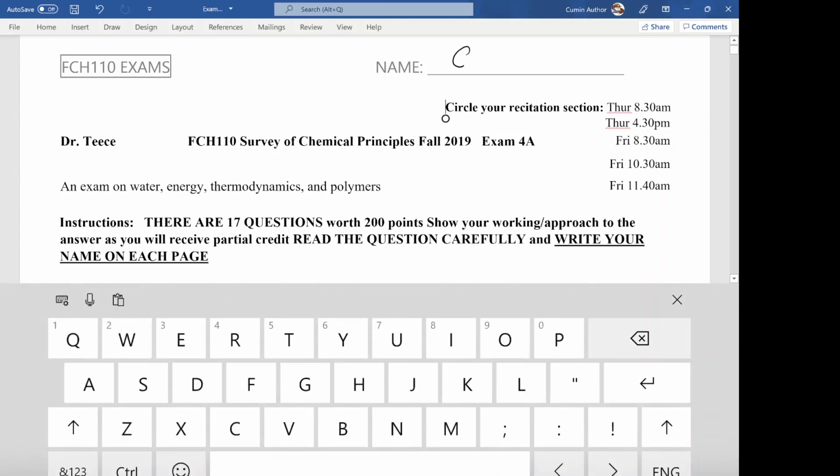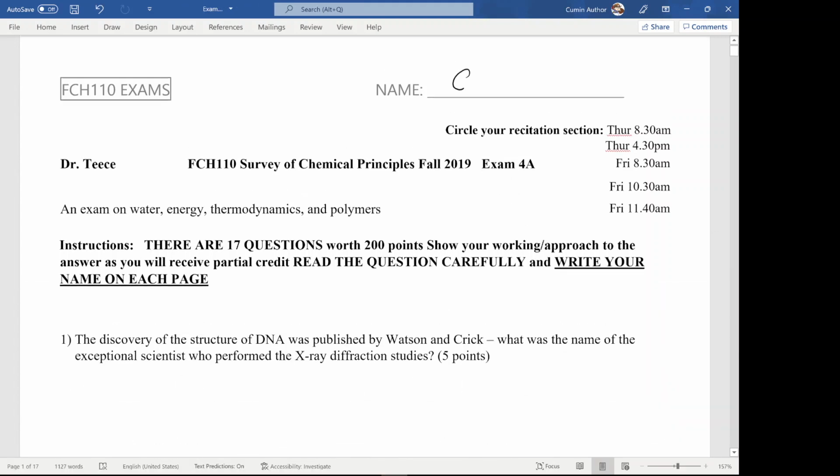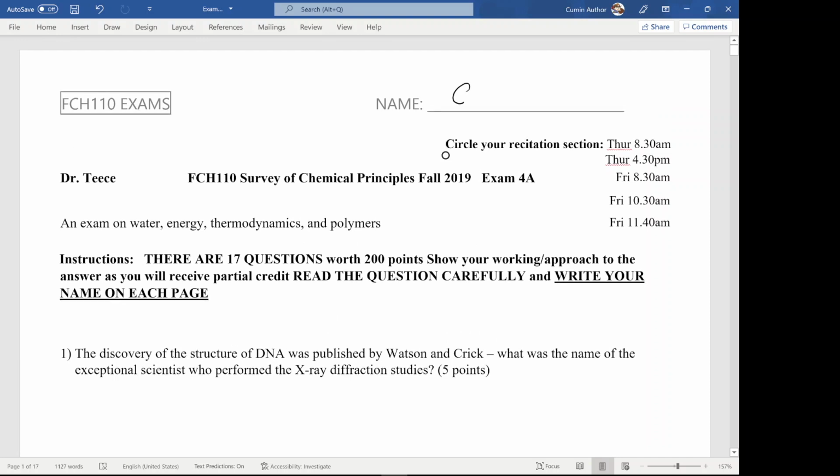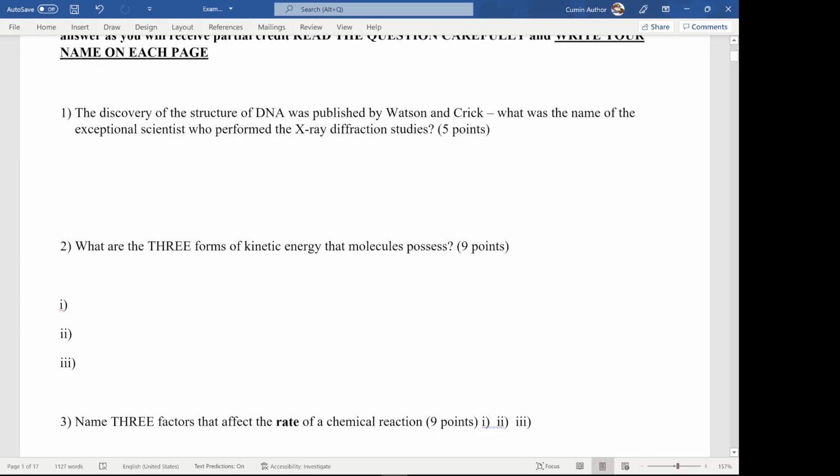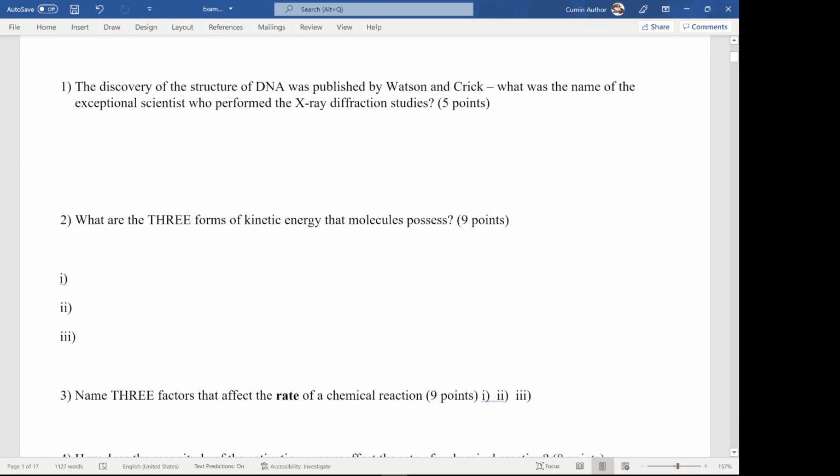So I've noticed there's a problem sometimes with that, but I'm just going to enter my name. And we will get started. So our first question here, the discovery of the structure of DNA was published by Watson and Crick. What was the name of the exceptional scientist who performed X-ray diffraction studies?